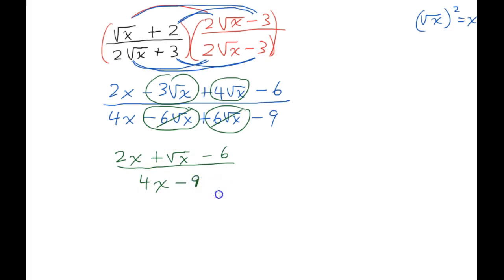And that's going to do it for that one. We have rationalized the denominator. It's okay if the radical shows up in the numerator. There's no problem. And it's okay if we have an x in the denominator, as long as we don't have a square root in the denominator.